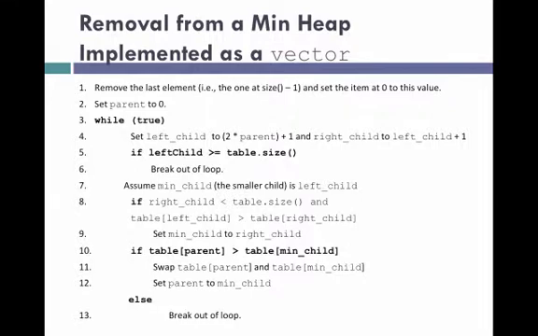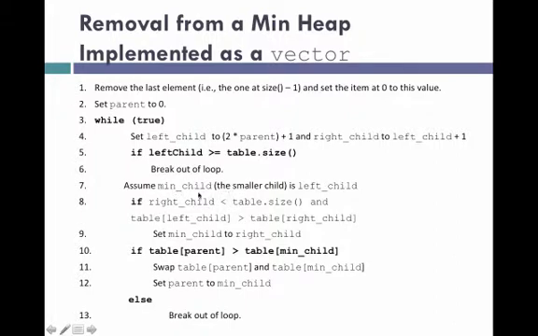Now removal from a min heap that's implemented as a vector, here's some pseudocode for this. We start by removing the last element, and then we set the item at 0 to this value. So we set parent to 0, and while true, we set the left child to 2 times the parent plus 1, and the right child to left child plus 1. And if the left child is greater than or equal to the table size, we break out of the loop.